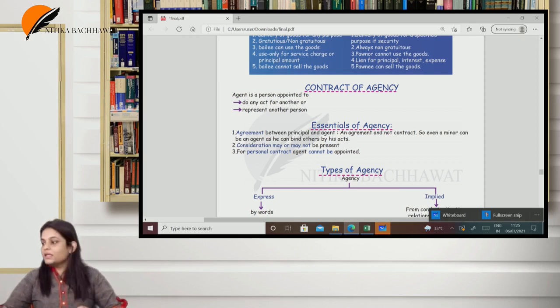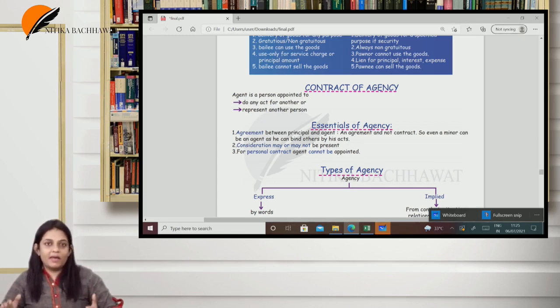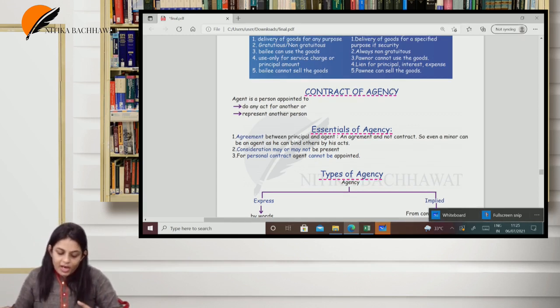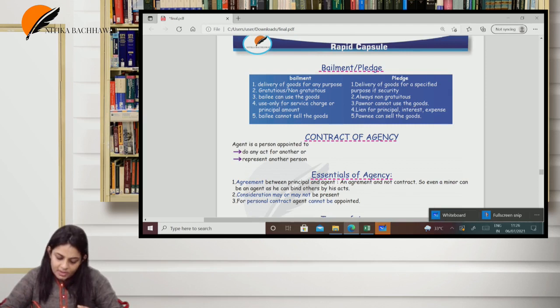So what is a contract of agency? Agent is basically representing a person. When someone does the work for me, he is my agent, right? When someone does the work on my behalf, he is my agent. Agent is a person appointed to do any act for another or to represent another person.